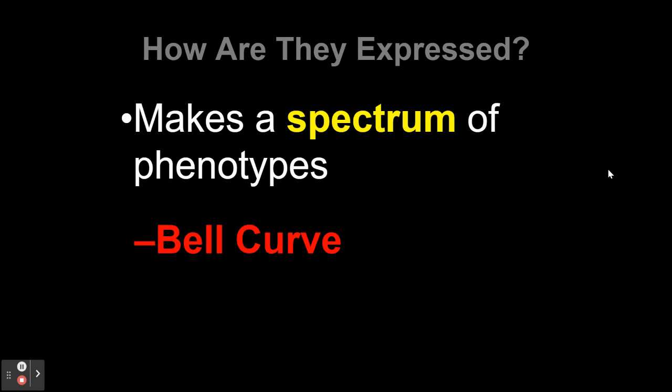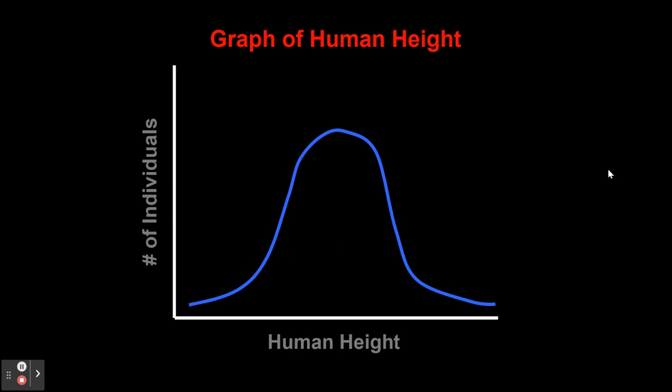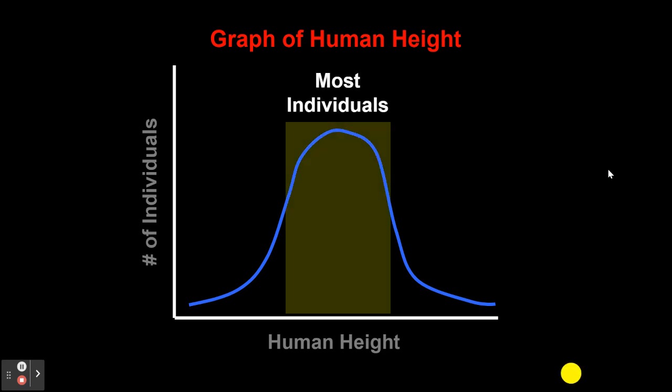A lot of these are also going to show up as what we call a bell curve. Here's a graph of human height, and you see number of individuals and the height. Most people fall within this general range, but some people are way to the low side, some people are way to the high side. You can see this has a bell shape, and this is called a bell curve. This is how most polygenic traits end up expressing themselves.